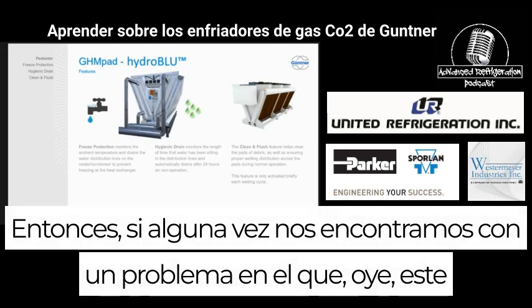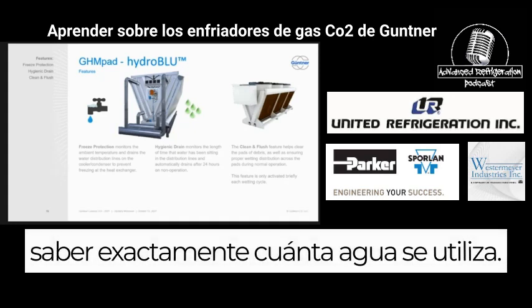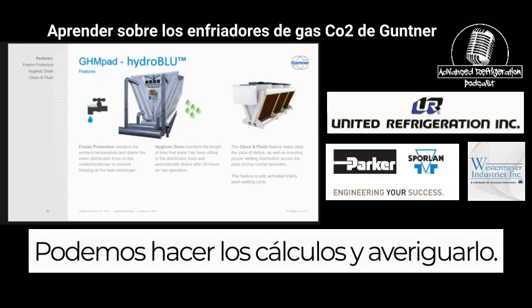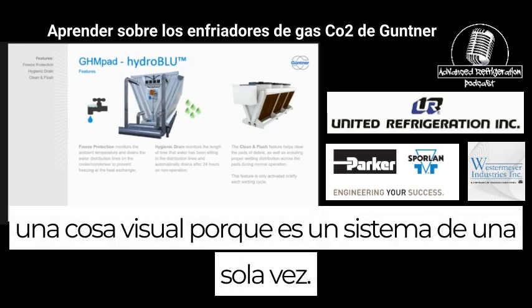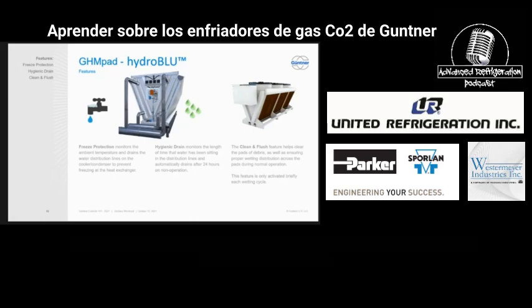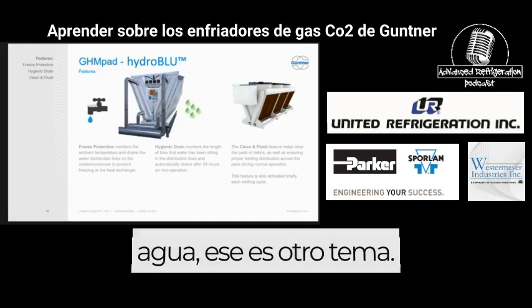So if we ever do come across a problem where, hey, this unit's dumping a ton of water, well, let's go in there and find out exactly how much water it's used. We can do the calculations and figure that out. A lot of times what I see is it's a visual thing because it's a once-through system. It's not a system where we recirculate water, because whenever you recirculate water, that's a whole other issue.